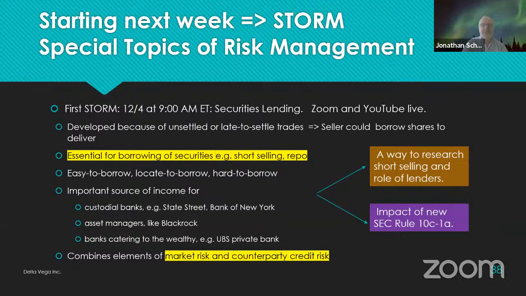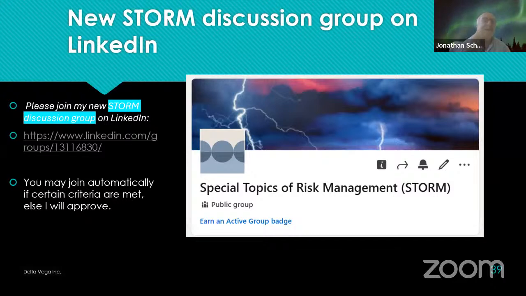Custodial banks, this is also big for, especially Bank of New York and State Street. And then I've also seen this on the private bank side, that there are wealthy individuals who have stock and want to make money on it. And as you can see, this blends market risk and counterparty credit risk elements. So this then will be the first talk in Storm.